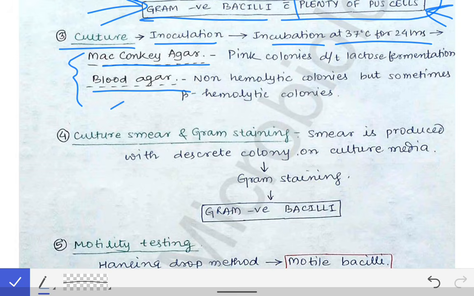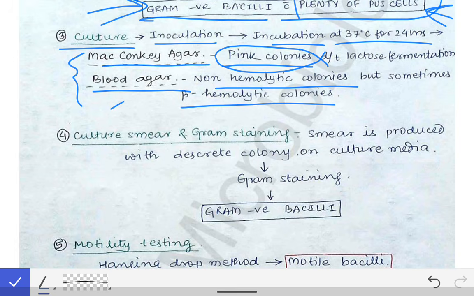In the MacConkey agar, we can see pink colonies. Why? Because E. coli is a lactose fermenter. So we see pink colonies on the MacConkey agar if the infection is caused by E. coli. And in blood agar, it will give non-hemolytic colonies, but sometimes it can also give beta hemolytic colonies as well.